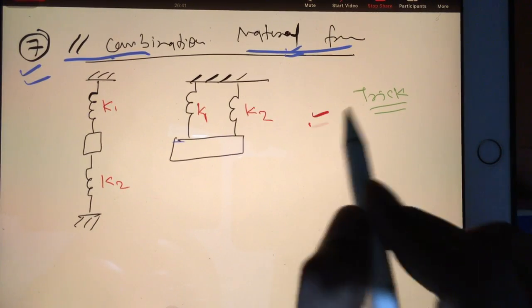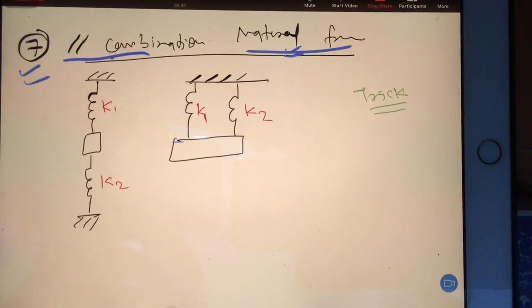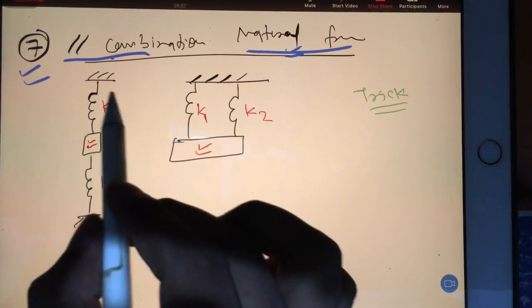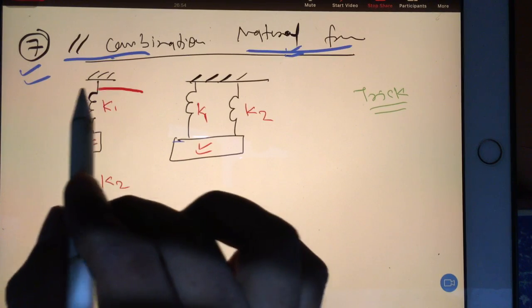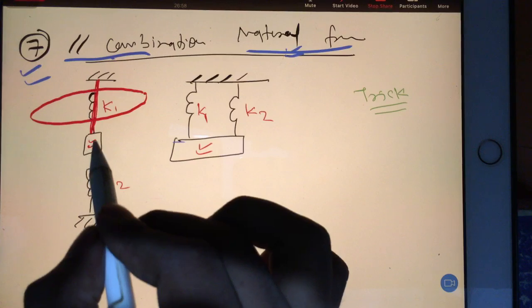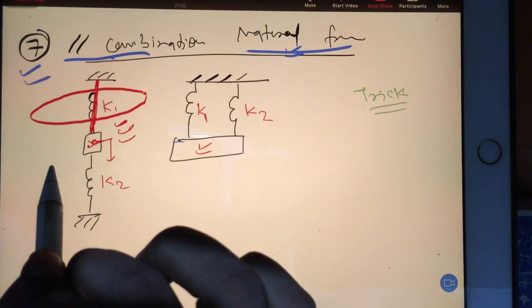just to check whether this is in parallel or not. You make any one spring rigid. After that, you check whether this mass can vibrate or not. For example, if you are making this rigid, then of course this will behave like a rod, then this mass cannot go down. It means it is parallel combination.